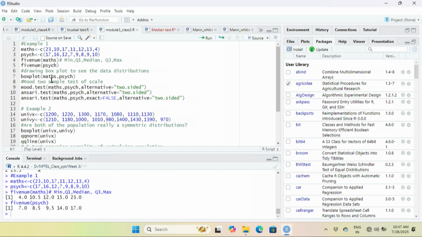You can make a box plot as well, just to have a visual impact of how the distributions for these two classes differ. But let me get straight down to the Mood test, mood.test.